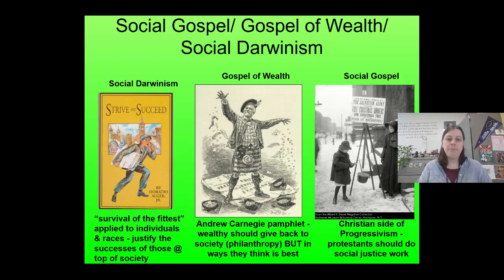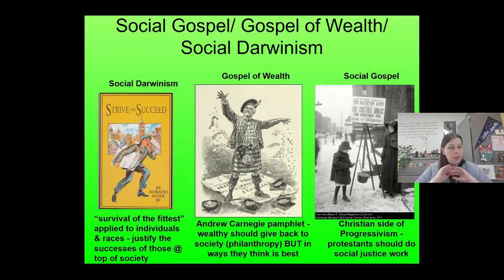So that's social Darwinism. In the middle, we have gospel of wealth. This is a phrase associated with Andrew Carnegie, and the image that you see there is a cartoon of Andrew Carnegie wearing an American flag kilt because he was a Scottish immigrant as a young child, sprinkling money about. Gospel of wealth was a pamphlet, an essay, that Andrew Carnegie wrote.